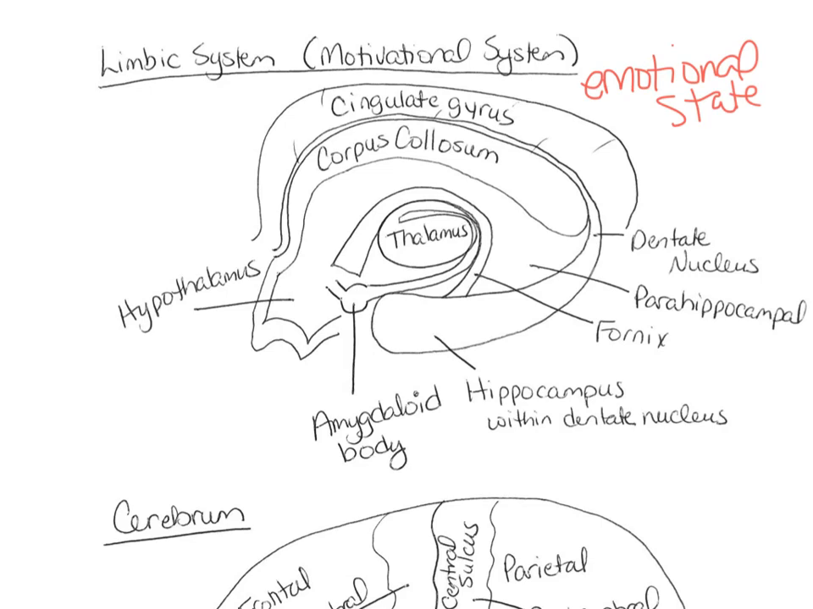But there's a couple of areas that I want you to know about. So first of all, we have this area that's called the hippocampus. So the hippocampus is this area down here. And it's like this biggest, fattest part of what we call the dentate nucleus.